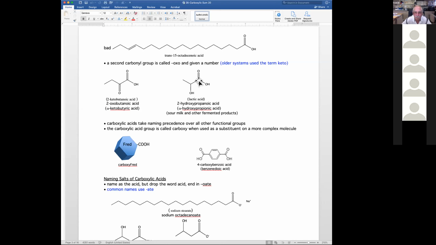And then this one, 1, 2, 3. So propanoic acid, and on the 2 position is a hydroxy group. So hydroxypropanoic acid, or in the alpha position, alpha-hydroxy propionic acid. That's the old-fashioned name right there. Its common name is lactic acid.